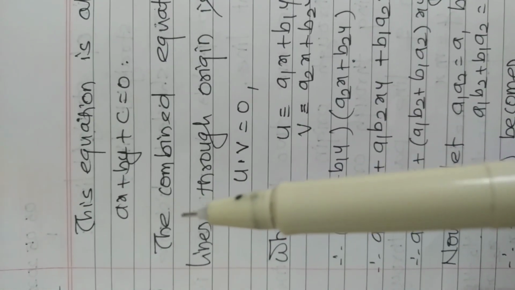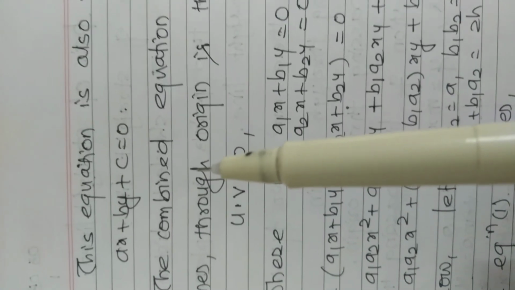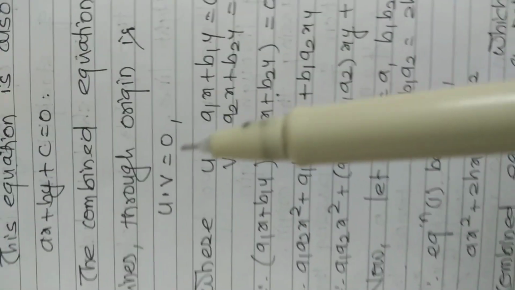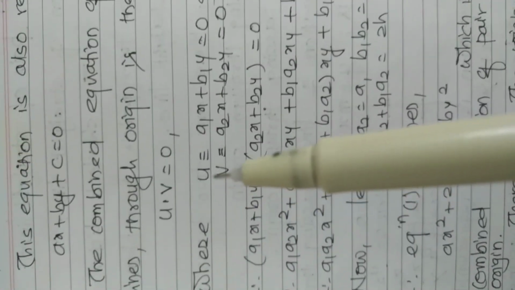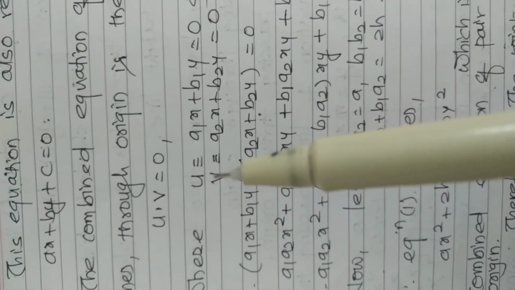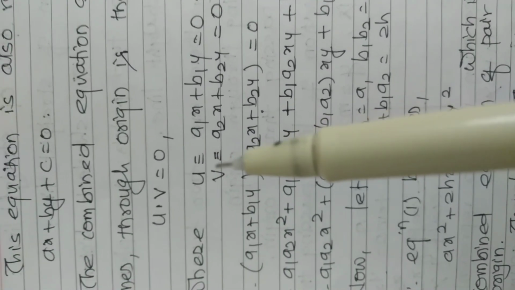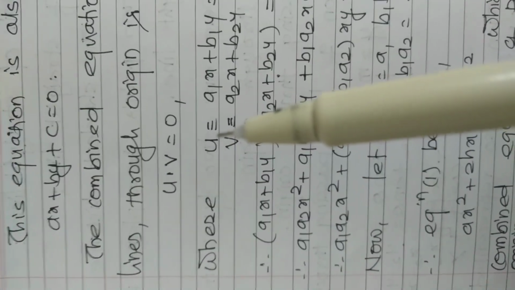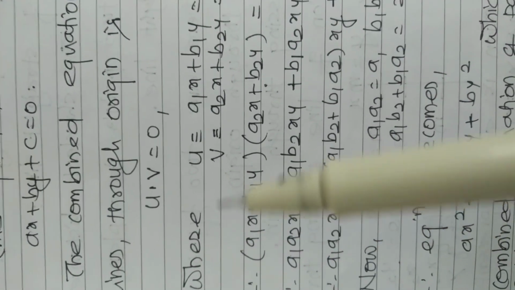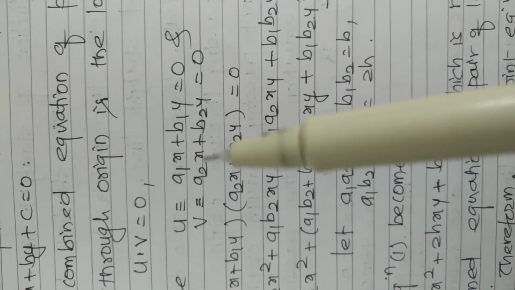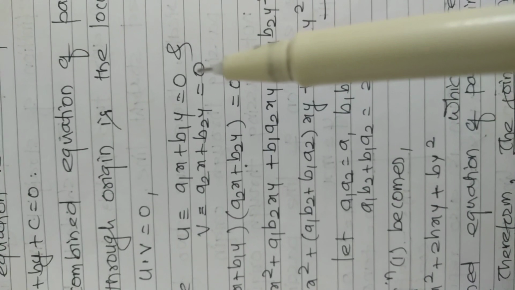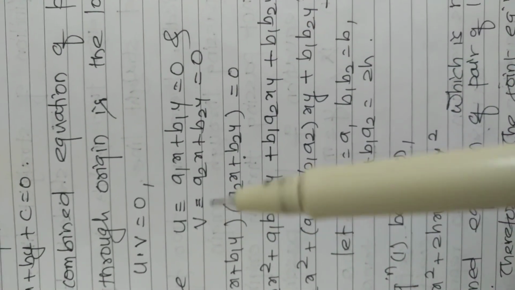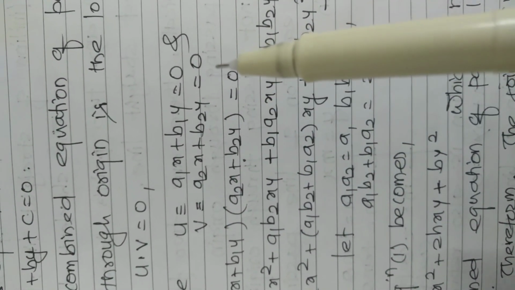Now as far as the combined equation is concerned, the combined equation of a pair of lines passing through the origin is the locus given by uv equals 0. Actually this is the first theorem. It is not important from the board point of view, but for some concepts we have to consider this final result and the statement of that theorem. Here u represents the first line, a1x plus b1y equals 0, that means it is passing through the origin, and v represents a2x plus b2y equals 0.